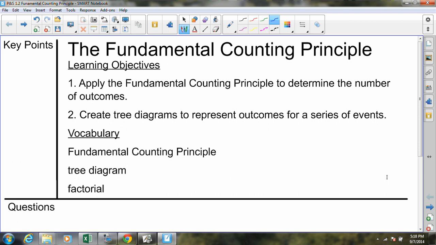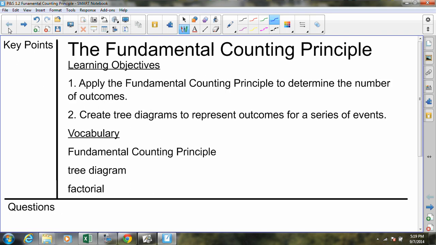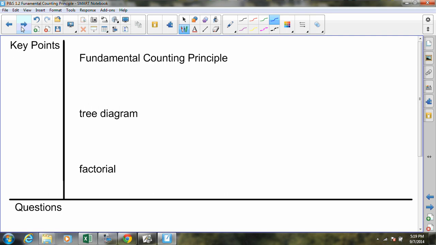Now, when we're considering the vocabulary, I would like to point a couple things out. You do not have to have the definition for fundamental counting principle memorized word for word. That is not important. You'll note the learning objective does not say know or recite the fundamental counting principle. It's to apply it. So our learning objective is telling us it's more important to know how to use it than to know what it is word for word. Nonetheless, for the sake of completeness, I'll record it now.